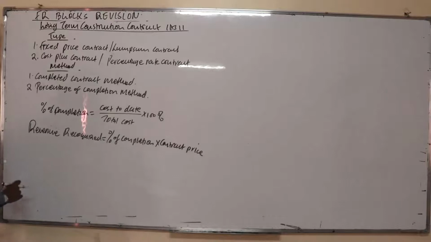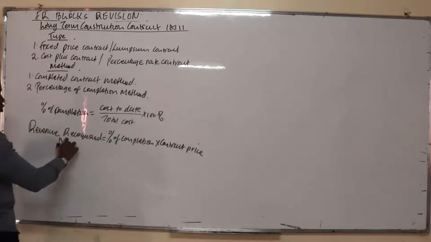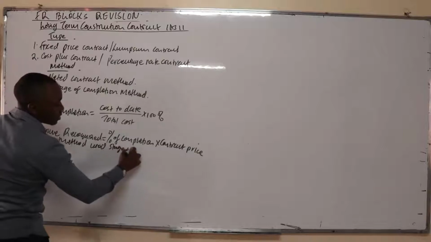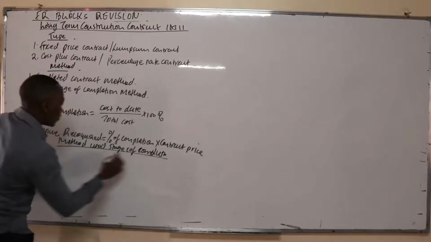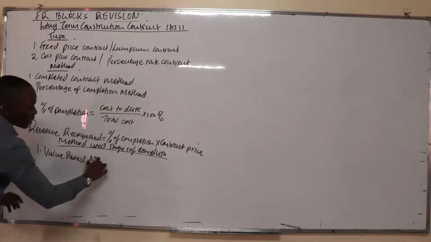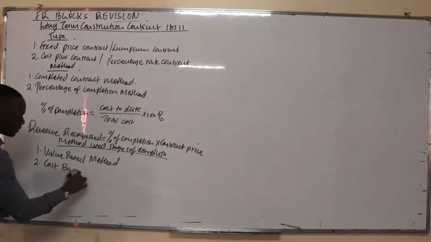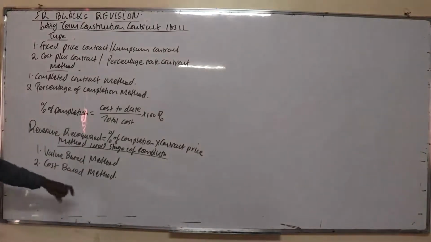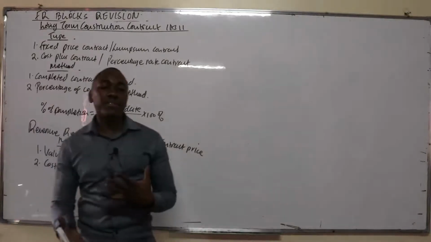And then also, which methods can you use to determine the stage of completion? They were two. Number one, the value-based method, and number two, the cost-based method. Those were the two methods which can be used to determine the stage of completion. Under the value-based method, you take the value, which can be a survey or the number of units.